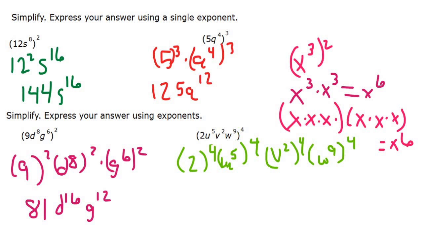So 2 to the 4th power, 2 times 2 times 2 times 2 is 16. For the v, 5 times 4 is 20. And for the b, 2 times 4 is 8. And for the w, 9 times 4 is 36.